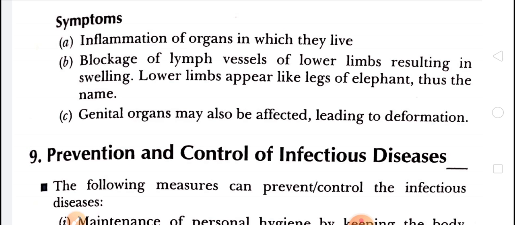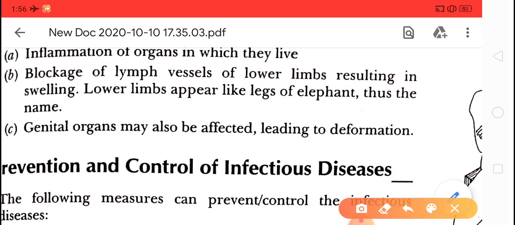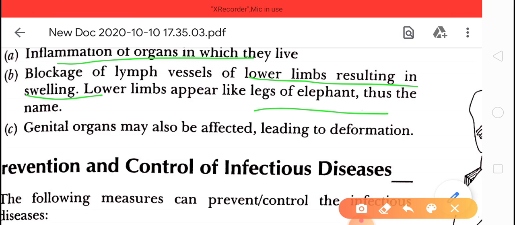Symptoms, children, of this disease, elephantiasis: inflammation, swelling occurs basically. The lower limbs get inflamed and swollen and appear like the legs of an elephant. That's why the name of the disease is elephantiasis. Genital organs are also affected by Wuchereria bancrofti and Wuchereria malayi.